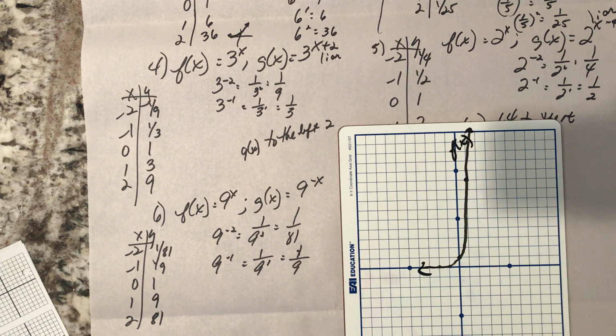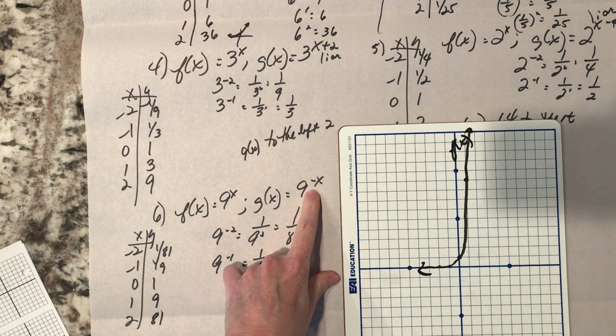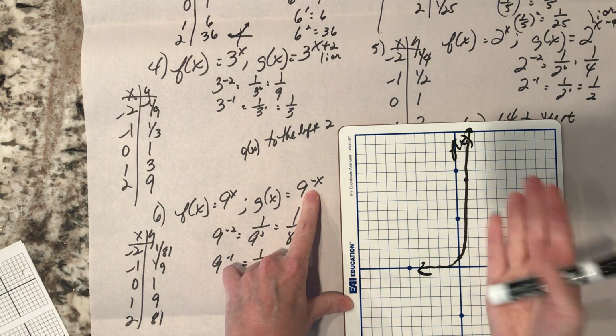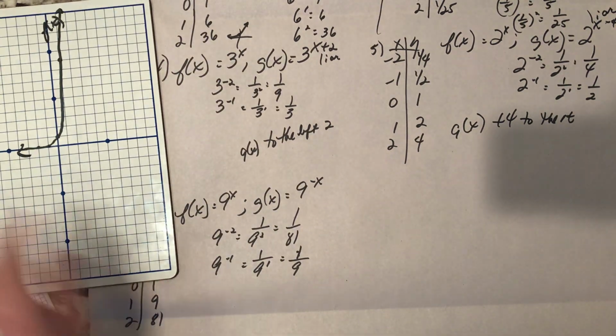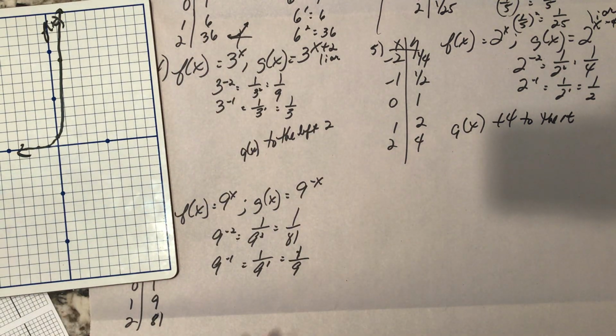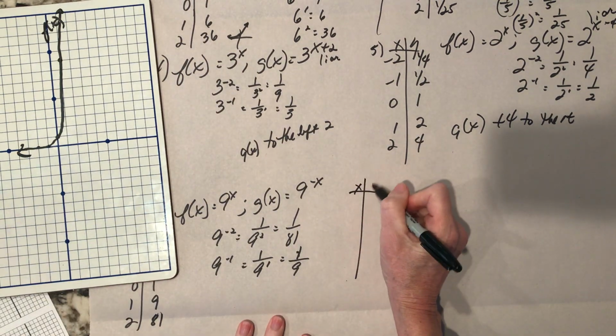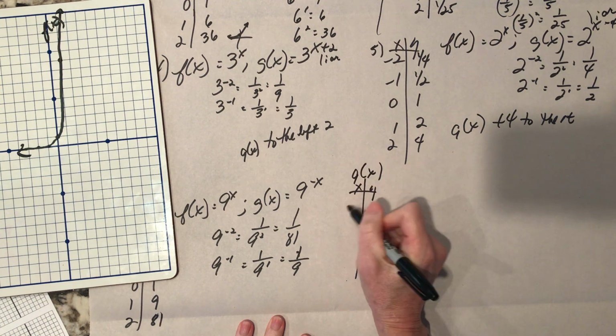Then what we want to do is get 9 to the negative x. That is a reflection across the y-axis, but I want to show you why or how that works. So let's look at that. Let's build our same table for g of x. Same numbers.